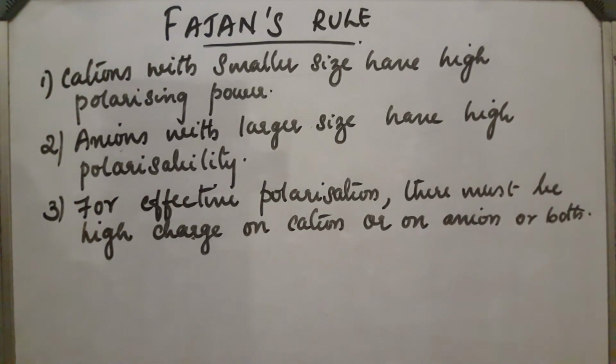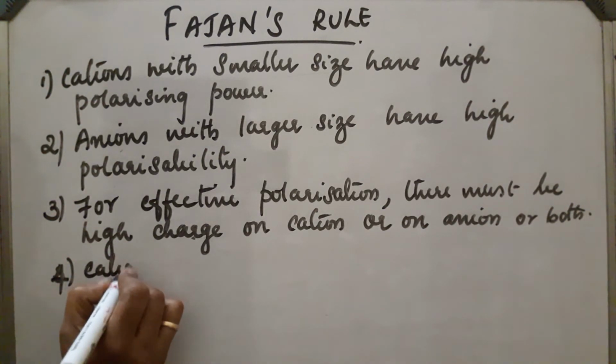Next, the fourth point: cations with pseudo noble gas configuration, that is, the outermost shell contains 18 electrons, have higher polarizing power than cations with noble gas electronic configuration. This is due to the greater effective nuclear charge.